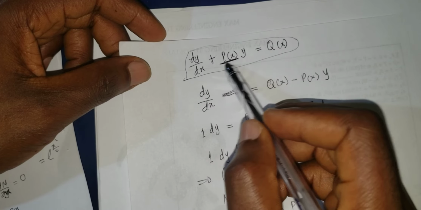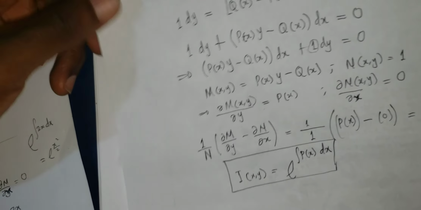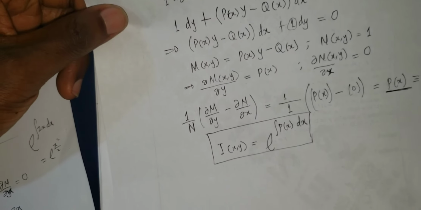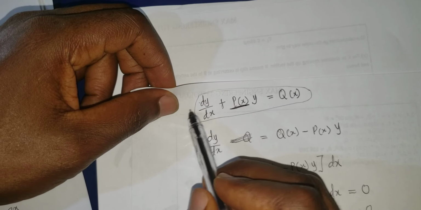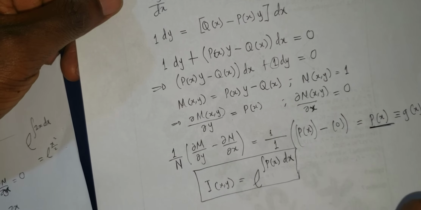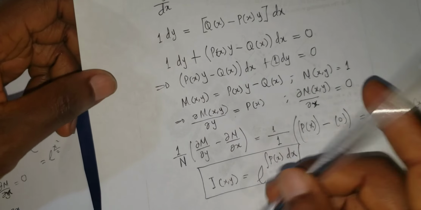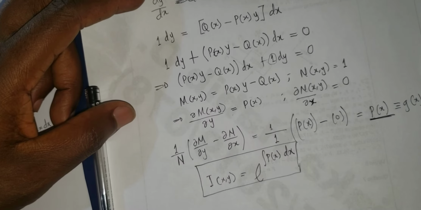You already know how to get the integrating factor. You are just going to use this p of x directly to get your integrating factor. So that's the approach here. And when you get the integrating factor as before, we multiply the equation by the integrating factor, we will get an exact differential equation, which we will then solve using our familiar method of solving exact differential equations.